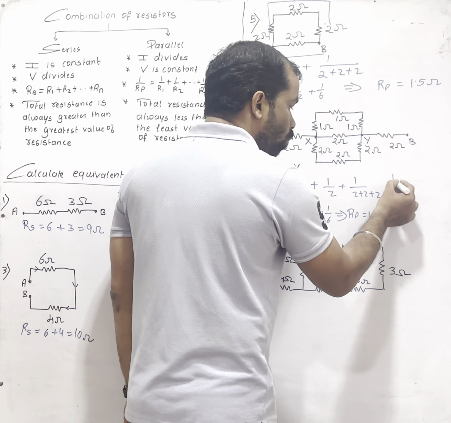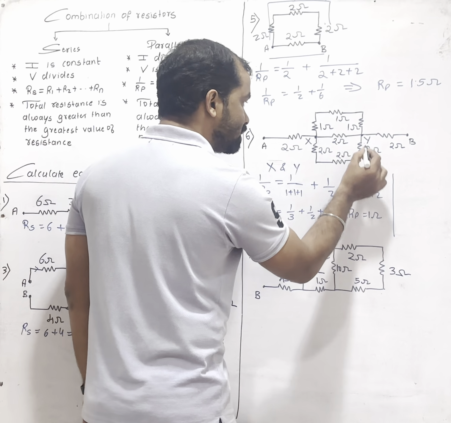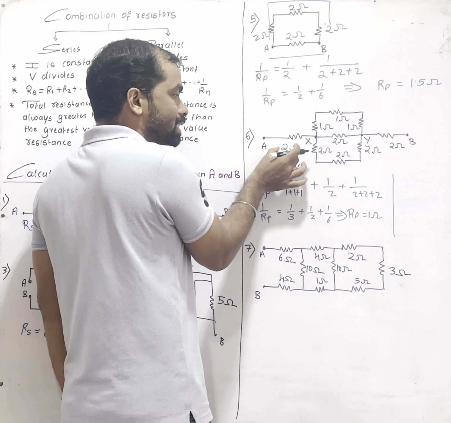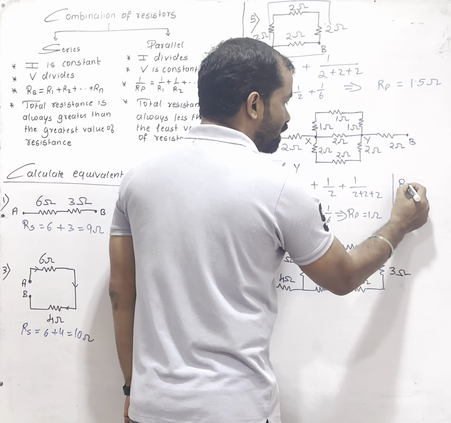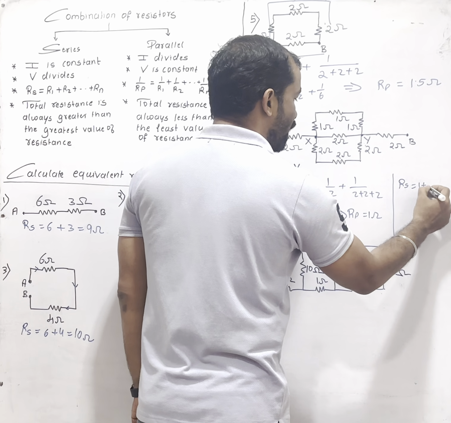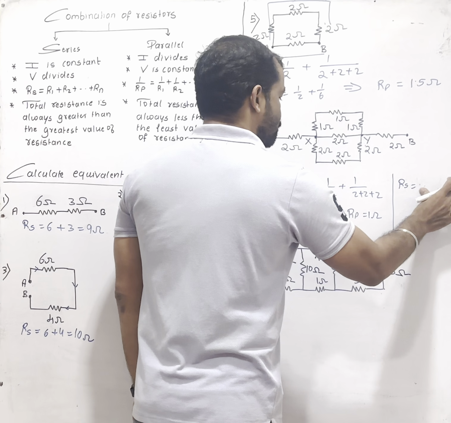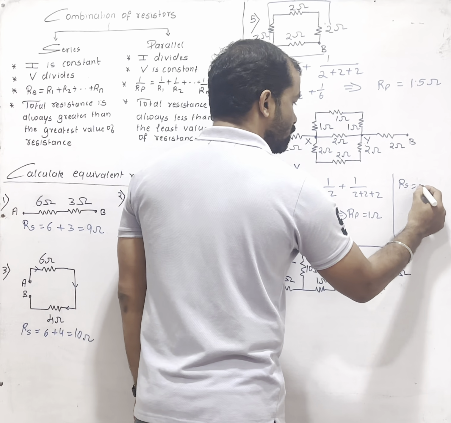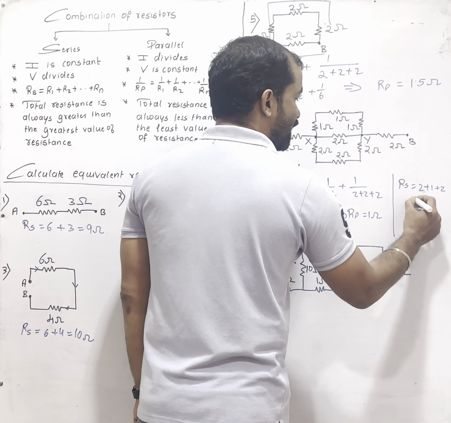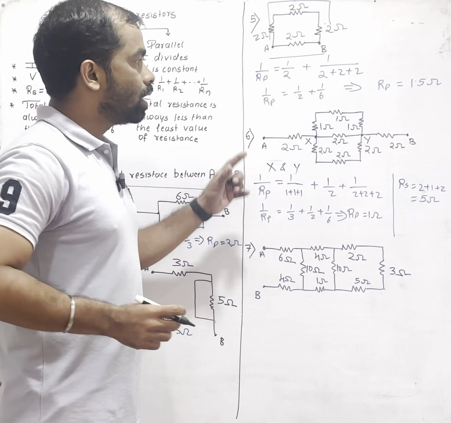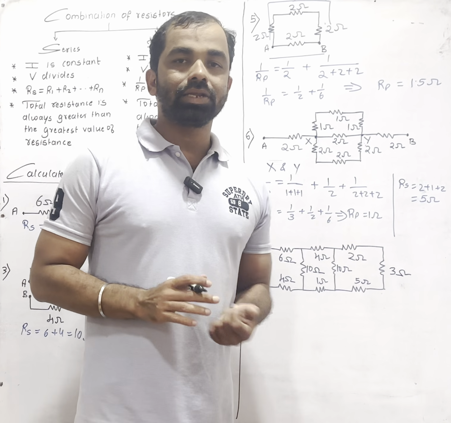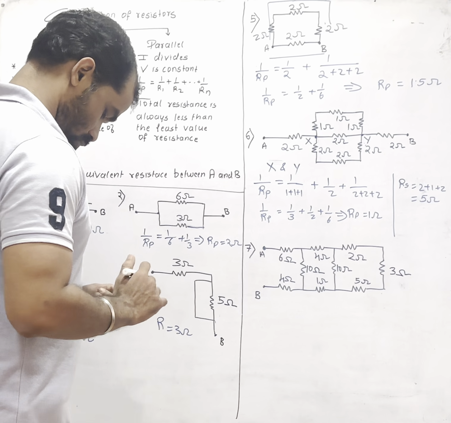Now this total resistance is 1 ohm, which is coming in series with this 2 and this 2. So finally, the total resistance I will find by adding them: 2 plus 1 plus 2, that is 5 ohm. So here the total equivalent resistance is 5 ohm.